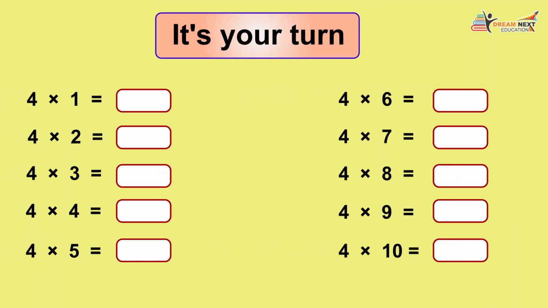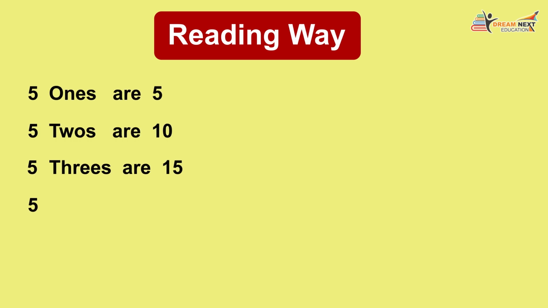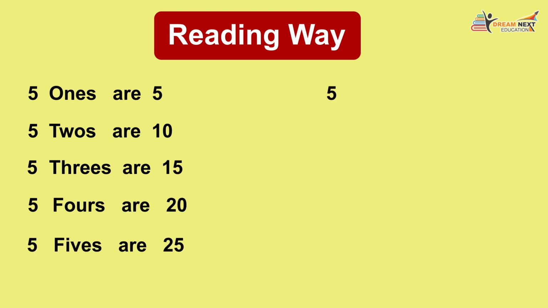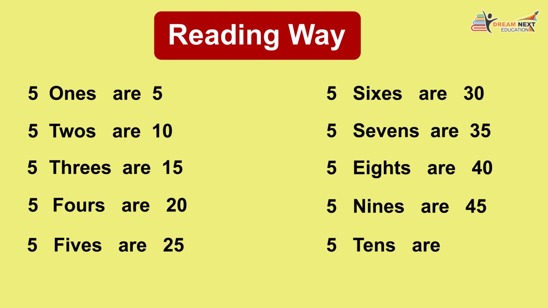It's your turn. Table of 5. Reading way. 5 ones are 5. 5 twos are 10. 5 threes are 15. 5 fours are 20. 5 fives are 25. 5 sixes are 30. 5 sevens are 35. 5 eights are 40. 5 nines are 45. 5 tens are 50. Writing way.